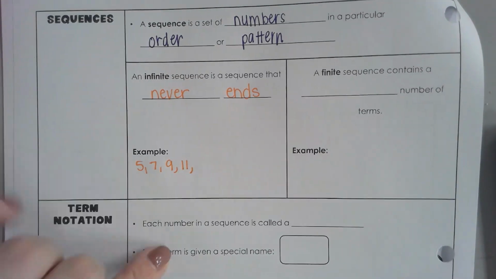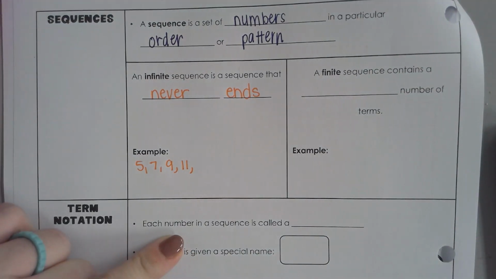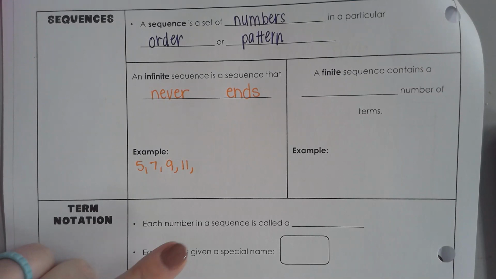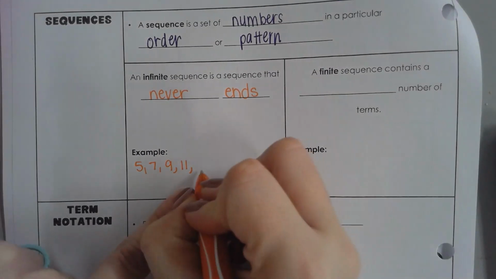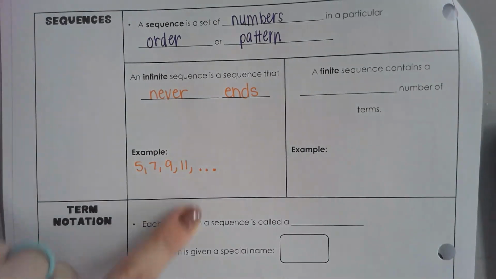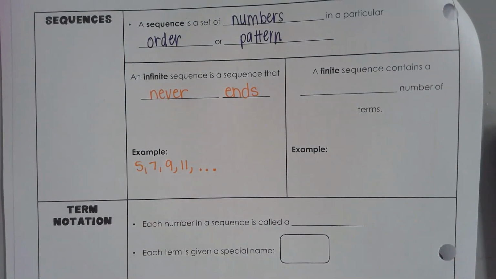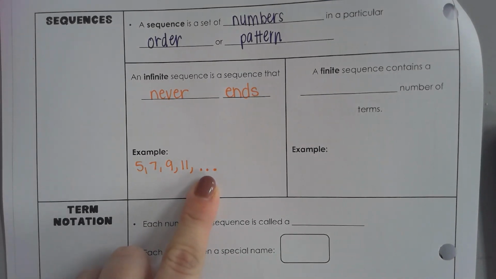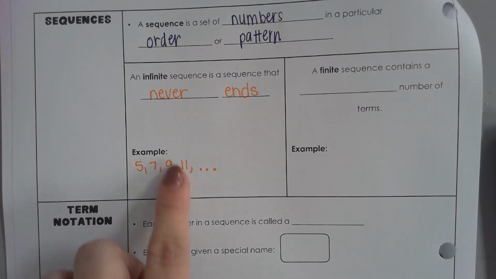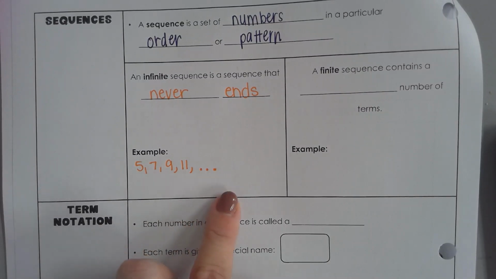How could I show, without actually just sitting here for the rest of my life writing numbers, that this goes on forever? Dot, dot, dot. Exactly. So if you're asked, is this sequence infinite or not? Look to see if it has those 3 dots at the end. Those 3 dots mean whatever pattern was going is going to continue forever.